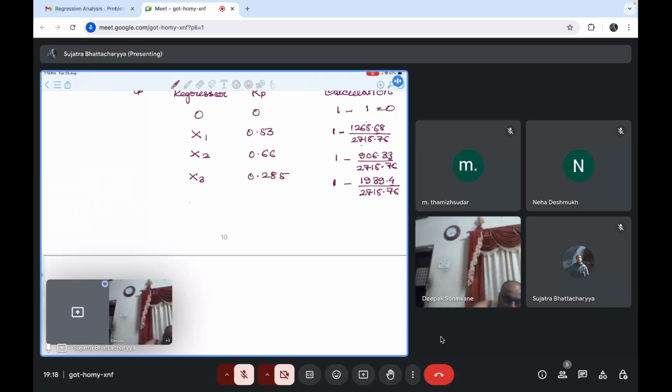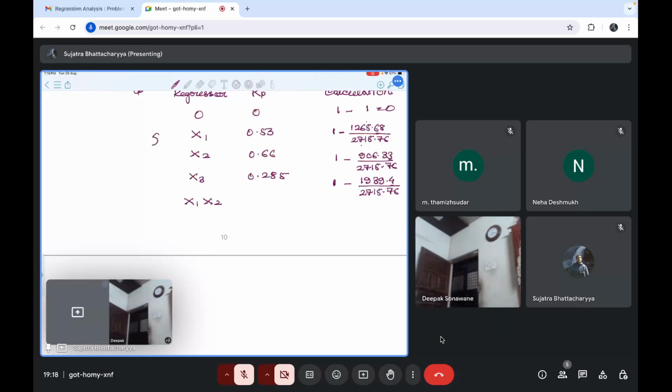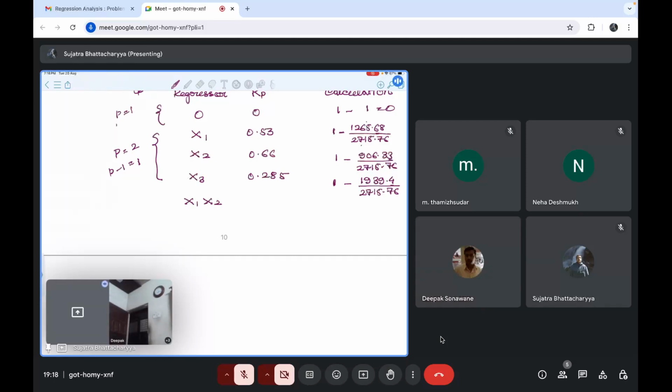Fine. Next is X1, X2. Now we were looking at p equal to 2 here, that is p minus 1 equal to 1, one regressor. Correct? And p equal to 1 means p minus 1 equal to 0, no regressor, because this is nothing but the number of regressors. Just remember. Next, here p will be equal to 3 and p minus 1 will be equal to 2, two regressors.